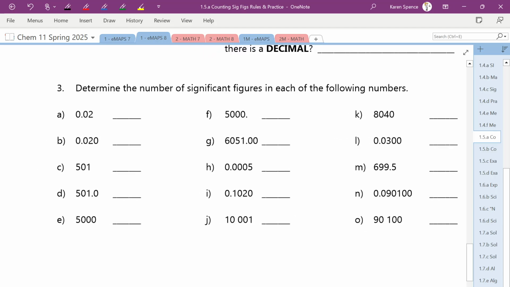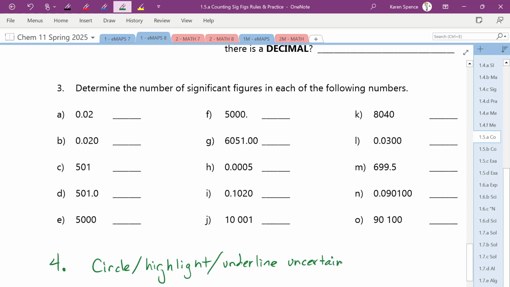Okay? And in number 3, what you will do is determine the number of sig figs in each of the following numbers. And then I don't have this on my copy. I don't know why. However, I think question 4 says circle or highlight or underline the uncertain digit. Pick one: circle, highlight, or underline. So you're going to be doing 3 and 4.